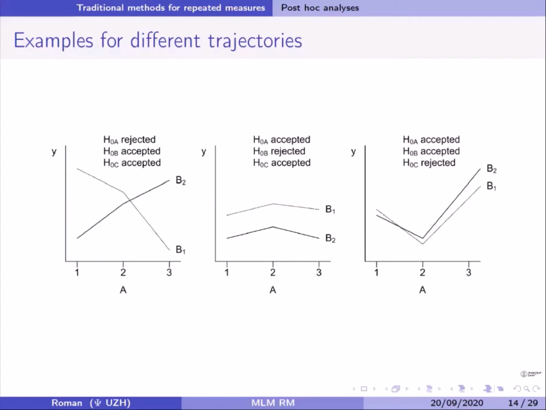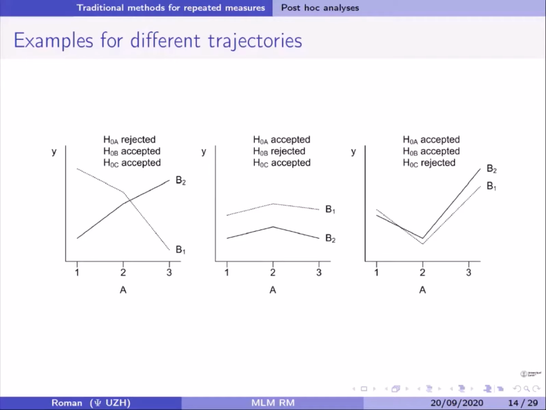HOC is also accepted here. So if we look at the mean of time A here, at time point 1, we sum these together, 3 plus 1 is 4. Here, 2 and 2, 4. 3 and 1, 4. So there is the main effect of A across the groups have the same means.